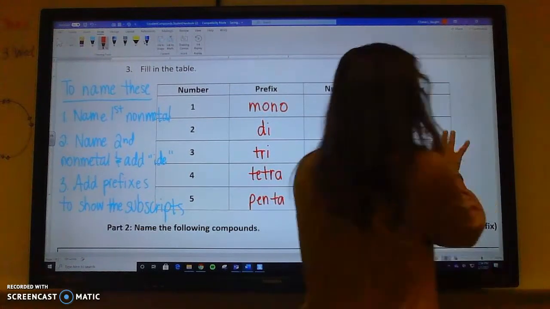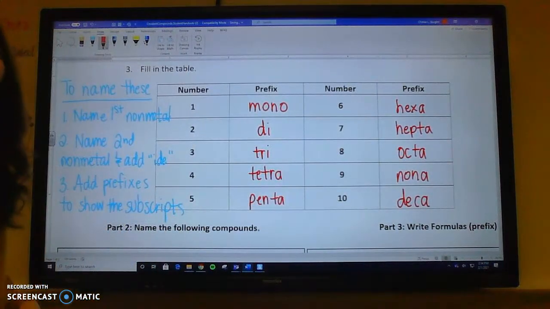Just copy it. Just copy it. You're good. You're good. What does that say?